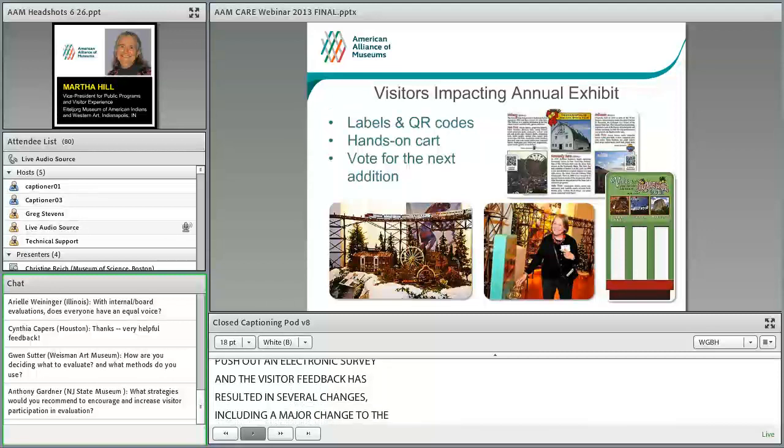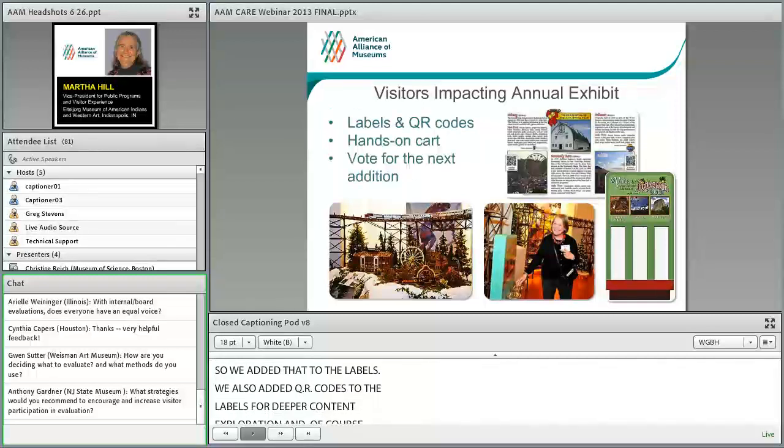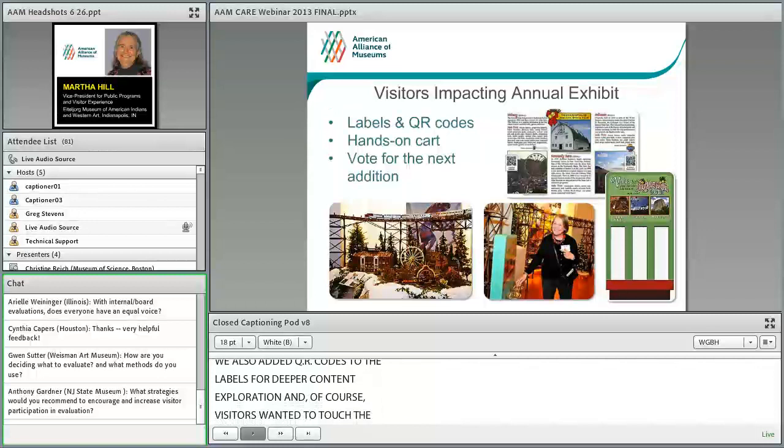Every year we talk with and observe the visitors, and we also push out an electronic survey. And the visitor feedback has resulted in several changes, including a major change to the labels. Visitors wanted to see images of the actual buildings and features, and they wanted to know what materials were used to create them. So we added that to the labels. We also added QR codes to the labels for deeper content exploration. And of course, visitors wanted to touch the materials, so we added a hands-on cart.